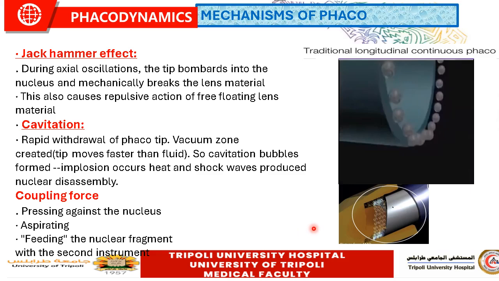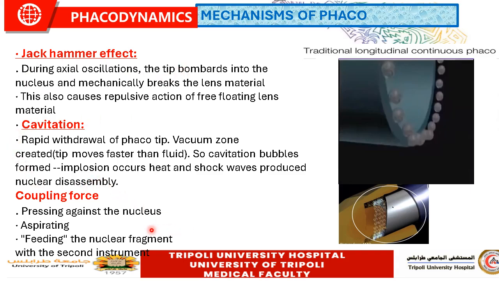So they claim that the sudden to-and-fro movement of the phaco needle, during the backward movement, will create a negative vacuum here, and this will create microbubbles that will implode and explode the lens fragment. Some people say that this is the main mechanism of phaco emulsification. That's the cavitation theory. However, others say that the main mechanism is the jackhammer effect along with the cavitation theory.